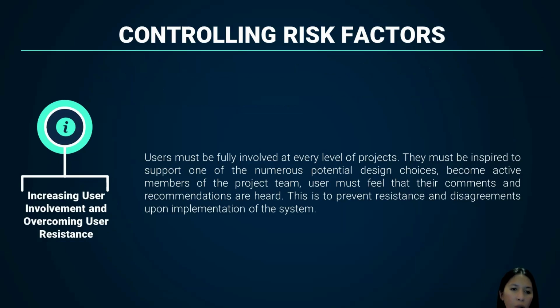Lastly, increasing user involvement and overcoming user resistance. Users must be fully involved at every level of the project. They must be inspired to support one of the numerous potential design choices, become active members of the project team, and users must feel that their comments and recommendations are heard. This is to prevent resistance and disagreements upon implementation of the system. Again, the importance of user involvement has been reiterated in controlling this activity. That is why it is very important to remember that end users are vital in IT project management.